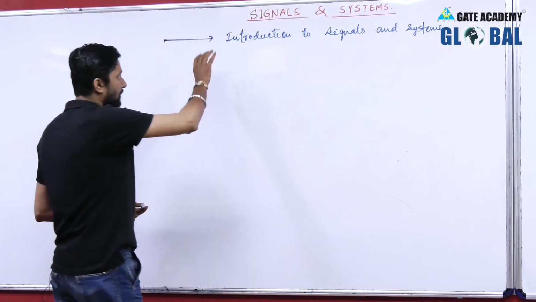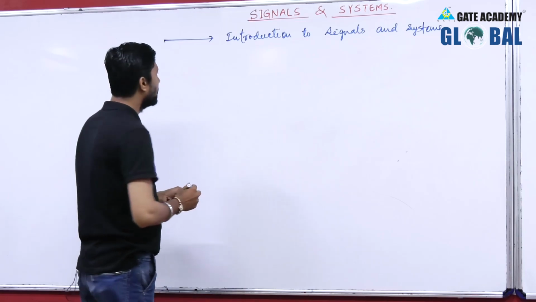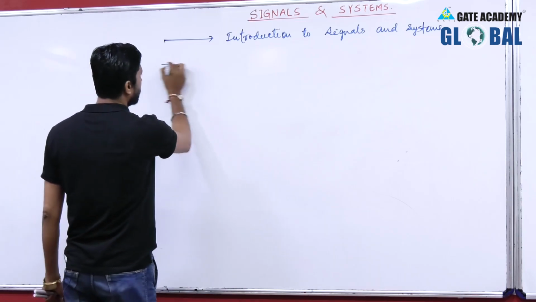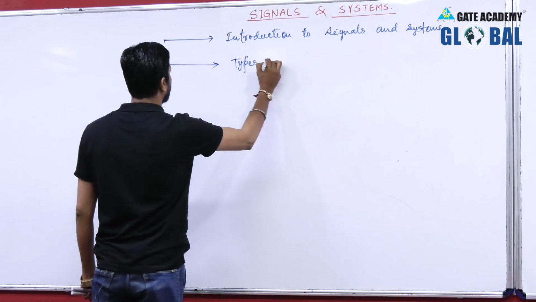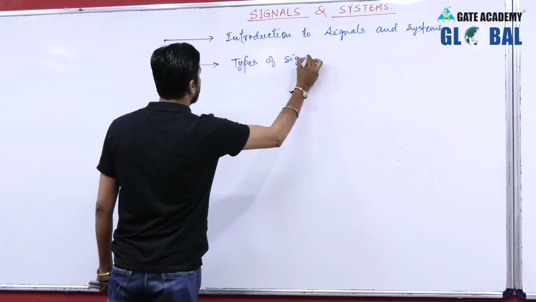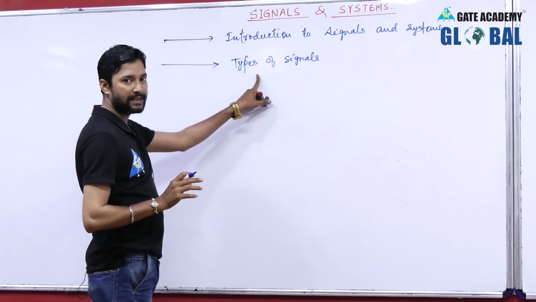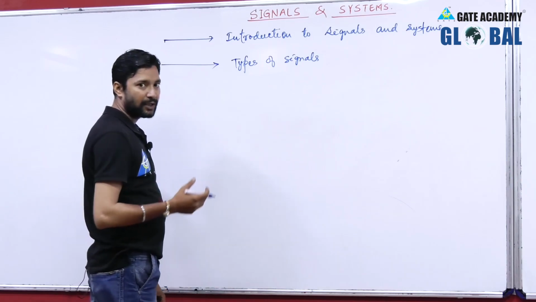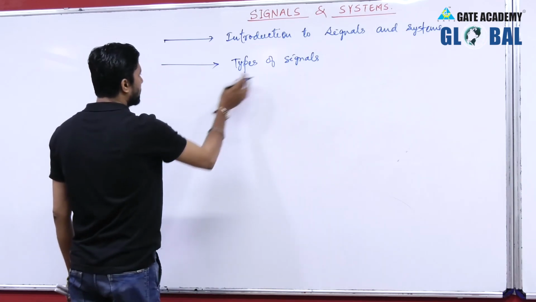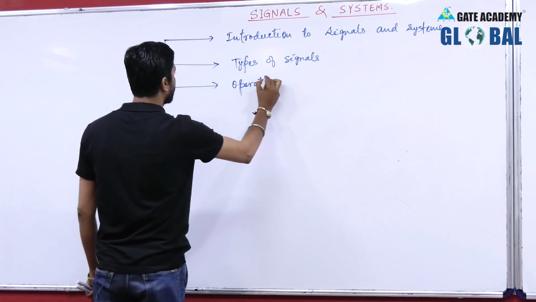Then after this topic, we will be confined to the basics of signals only. So, in the basics of signals, we will be starting with types of signals. This topic is somehow different from the classification of signals. It is the types of signals that we commonly encounter. After the types of the signals, we will be dealing with the operations on signals.